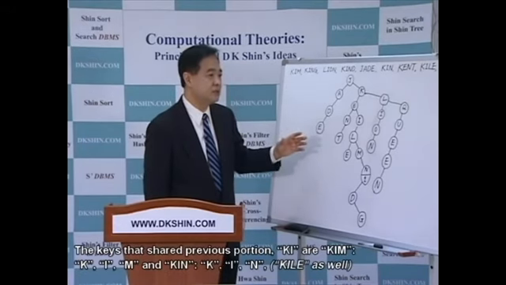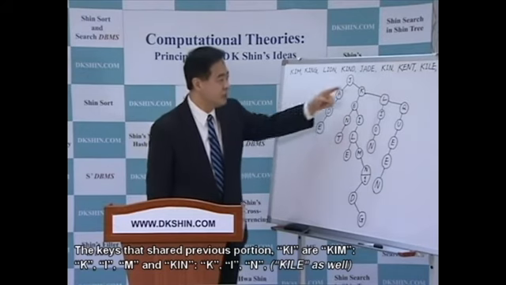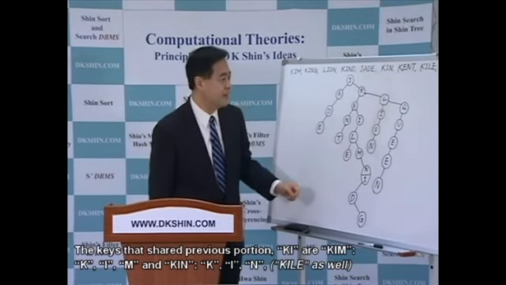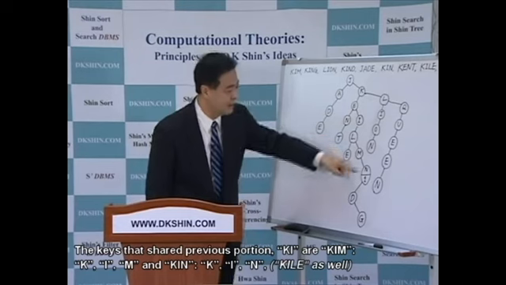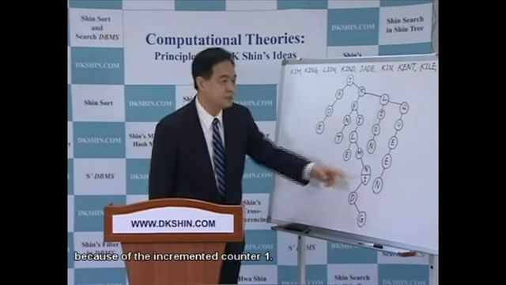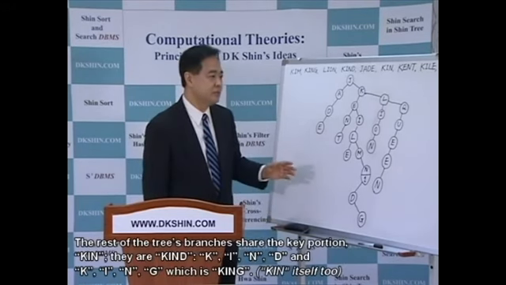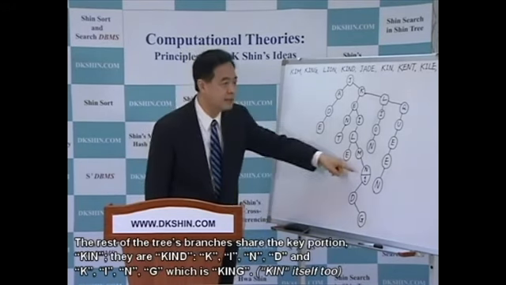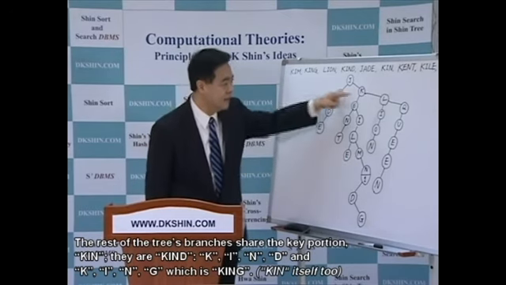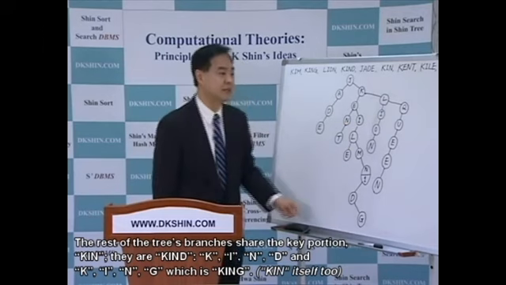The keys that share the previous portion, K-I, are Kim, K-I-M, and K-I-N, kin, because of the incremented counter 1. The rest of the tree's branch share the key portion kin, K-I-N. They are kind, K-I-N-D, and K-I-N-G, which is king.